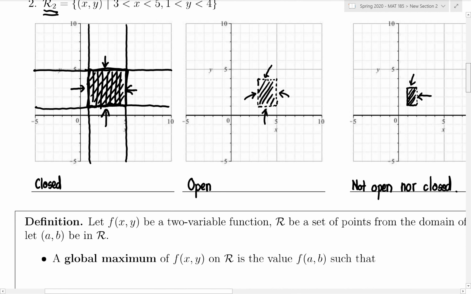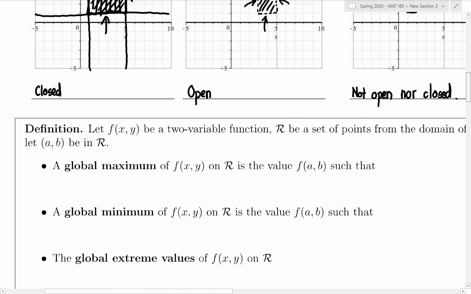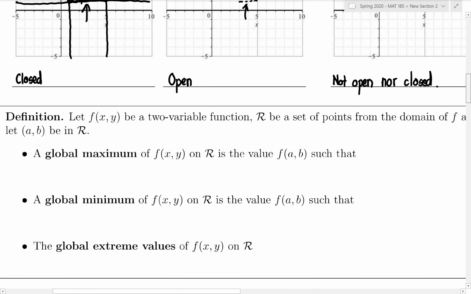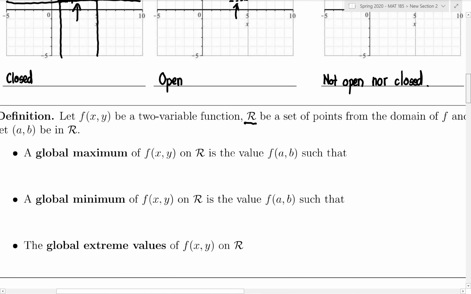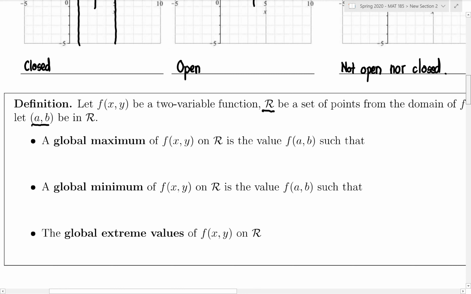All right, so now that we know what it means for a region R to be closed, open, or neither, we're going to define what a global max and a global min of a function is. So let f of x, y be a two-variable function, R be a region that we select from the domain of our function, and let's say (a, b) is a point in our region R.